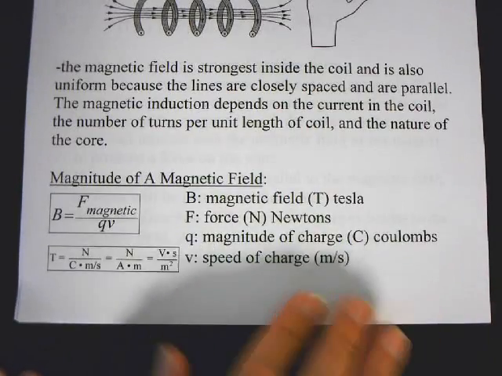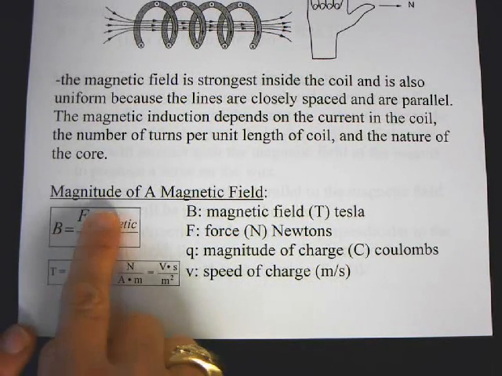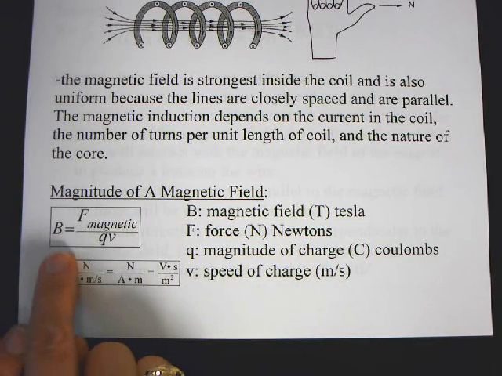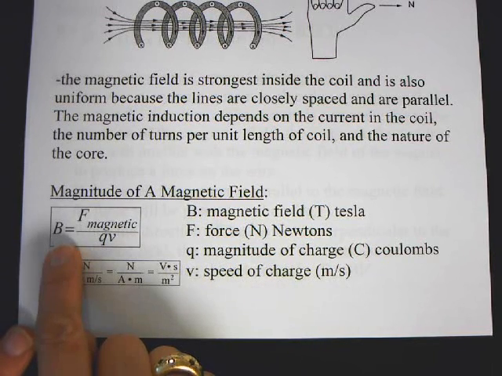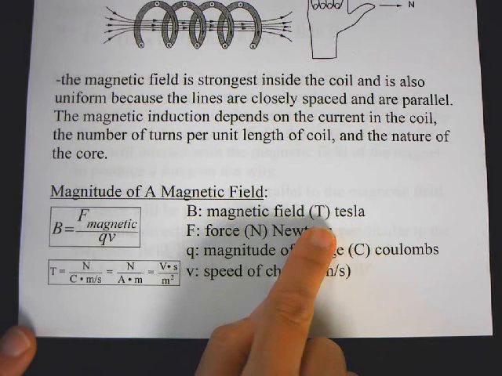Okay, for our homework tonight, the first equation we need to know is this one. This has to do with the magnitude of a magnetic field. The symbol for magnetic field is capital B. It's measured in a unit called a Tesla. Ooh, that sounds familiar. Tesla is named after Nikola Tesla. Now you all know who he is. And the unit for a Tesla is a capital T.